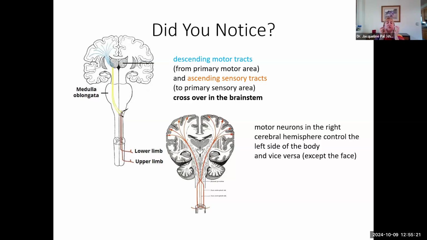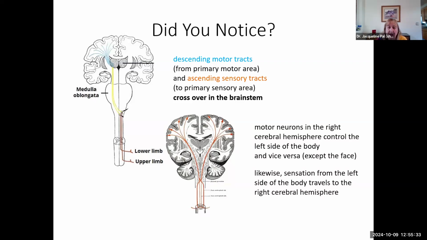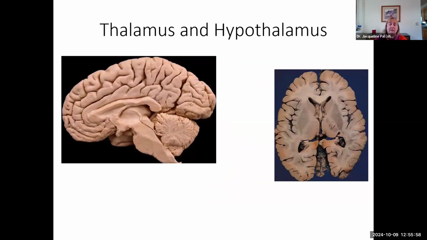And that's because we have cranial nerves that come off the brain that control the face. So this has to do with the spinal nerves coming off. Okay. So likewise, sensation from the left side of the body transfers to the right side of the brain and vice versa. So here's the question for you. Stop the video and think, how would a stroke in a certain area of the brain affect movement, what part of the body, and sensation? Okay. All right. So let's continue on.